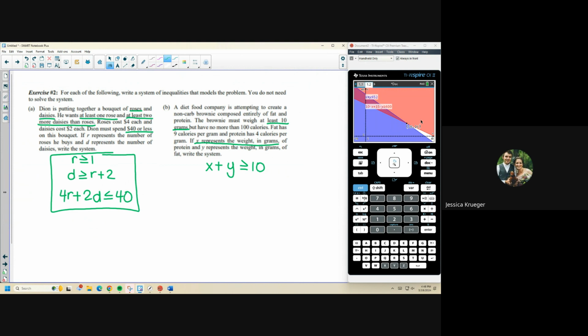Calories is something different. Fat's got 9 calories per gram. So 9, now be careful because this is fat, and Y is the weight in grams of fat. So this would be 9Y plus protein has 4 calories per gram. So that would be 4X, and it can have no more than 100 calories. So it's got to be less than or equal to 100. So there's the system of inequalities. So again, you've got to read carefully.